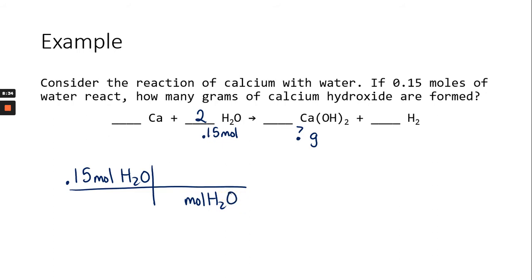The first step to stoichiometry is to convert your given to moles. Well, our given is in moles, so we've done the first step. The second step is to use that mole ratio. So we're going to go from moles of water to moles of calcium hydroxide because that's the substance we are looking for. And then we use the coefficients, 2 waters, 1 calcium hydroxide. So when we multiply and divide, moles of water will cancel. We're at moles of calcium hydroxide.